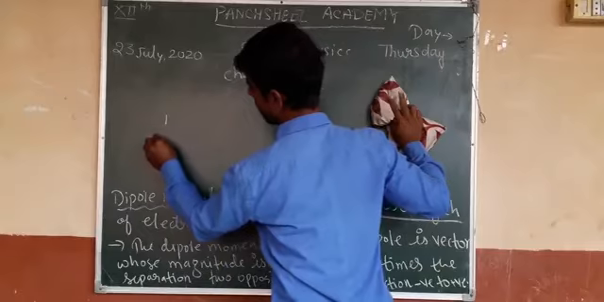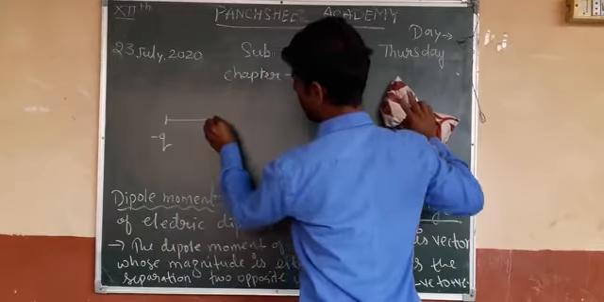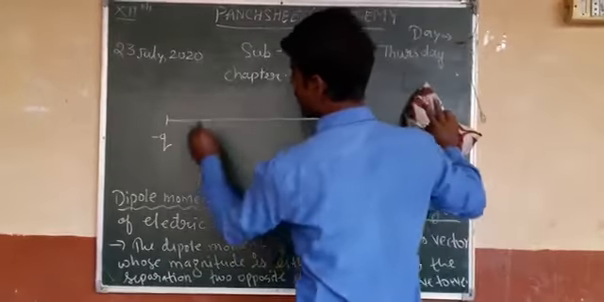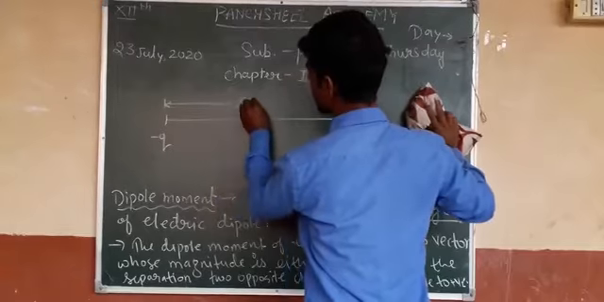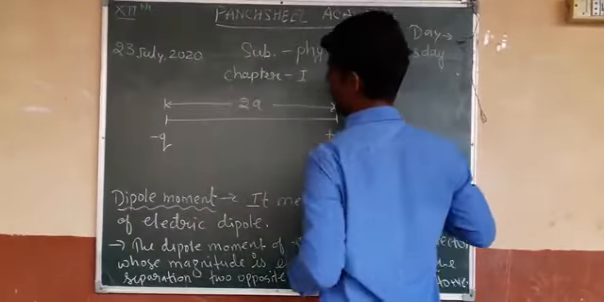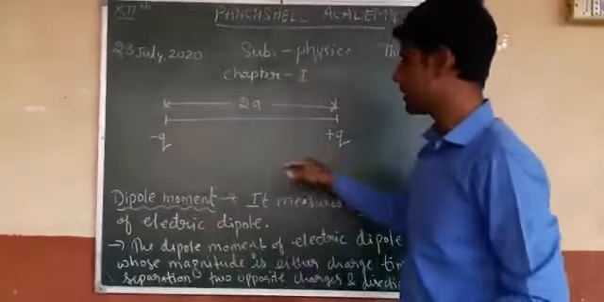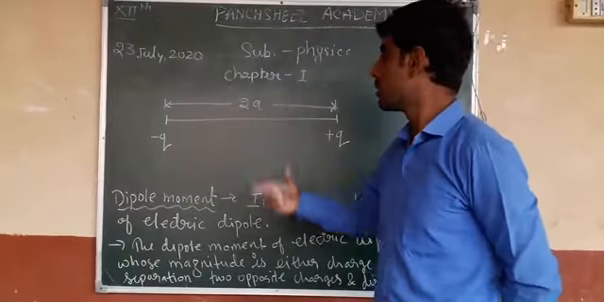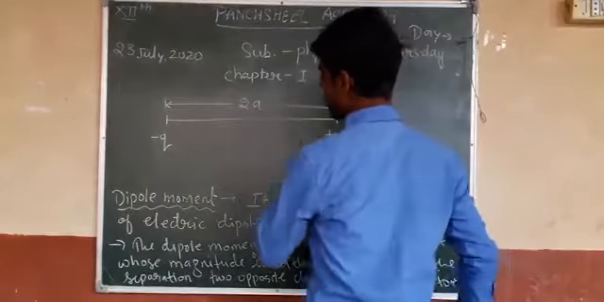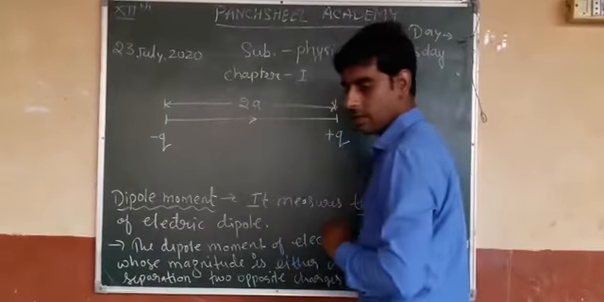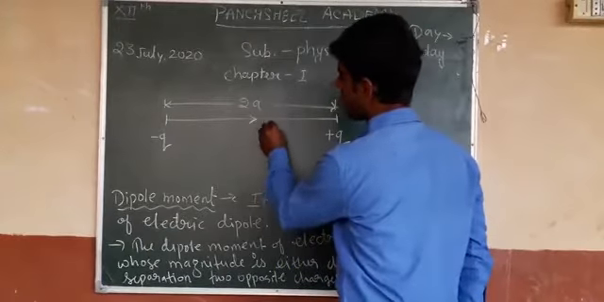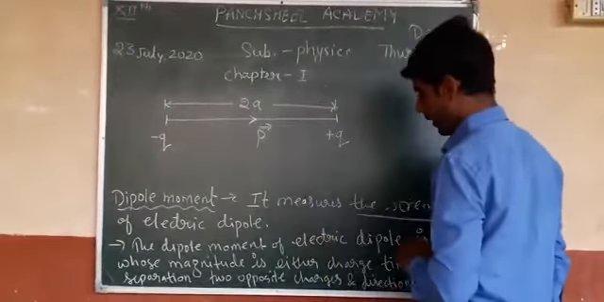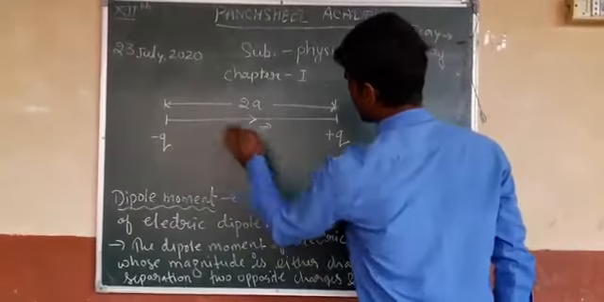this is the minus q charge and it is separated from another charge, the plus q charge. These two charges are separated by a small distance 2a. So this pair of charges, minus q and plus q, has a separation of 2a. And what is the direction of this electric dipole? The dipole moment is represented by the P vector, and it is directed from minus q to plus q.